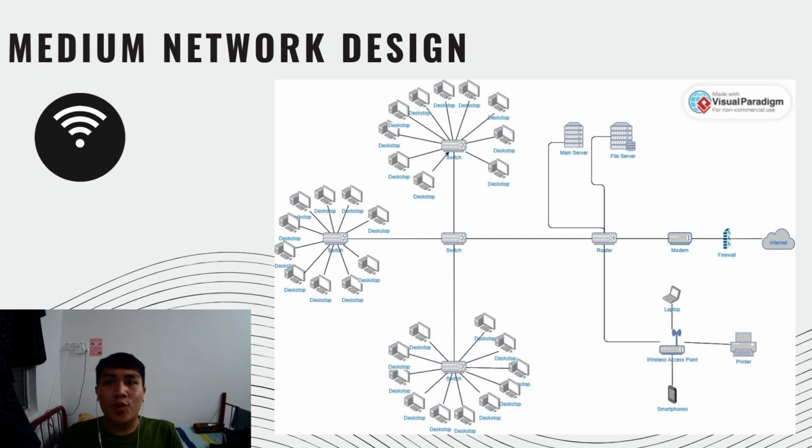Okay, so continuing to the medium network design, what we plan is this setup. It's similar to the small network in terms of basic connection, except this time there is a firewall between the modem and the outside internet. This is the physical firewall that I mentioned earlier. It's placed before the modem, and then after that is the router, as usual.